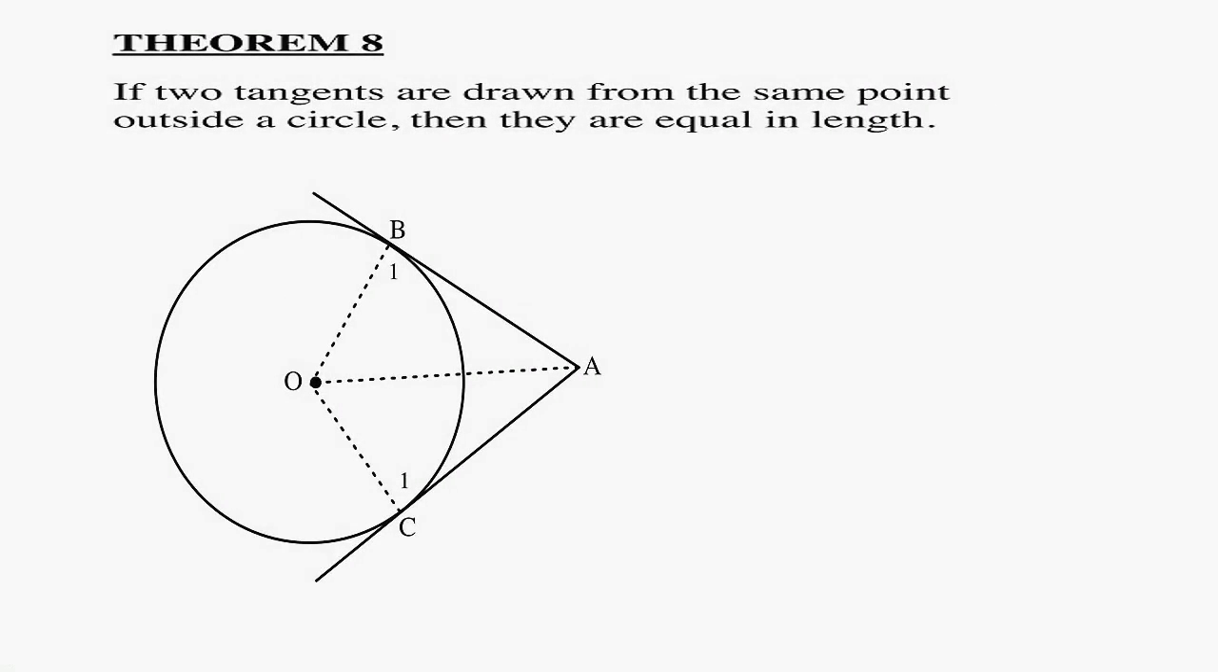Okay, learners, in today's lesson, we're going to be looking at Theorem 8, and it states that if two tangents are drawn from the same point outside a circle, then they are equal in length. So for this theorem, let's just quickly look at the proof.